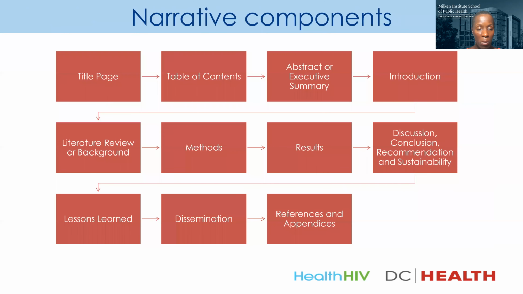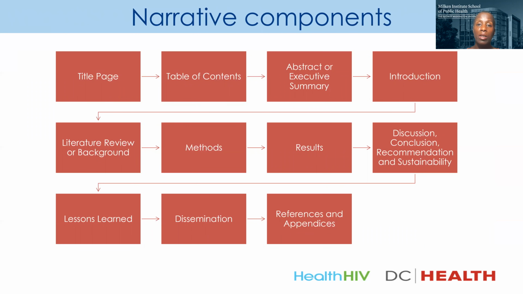So for the most part, everybody wants a title page. Funders typically want a table of contents. People do not want to sift through a lot of documents. They want to go right to what it is they are looking for. There's an abstract or executive summary. Again, it depends on your funder. There's an introduction. There's a background and significance or literature review. There are methods. How are you going to do this work?